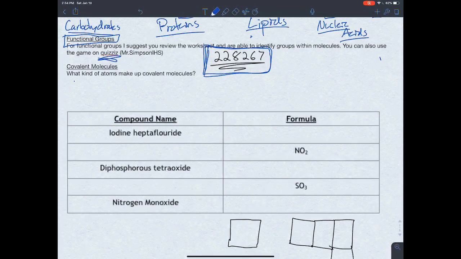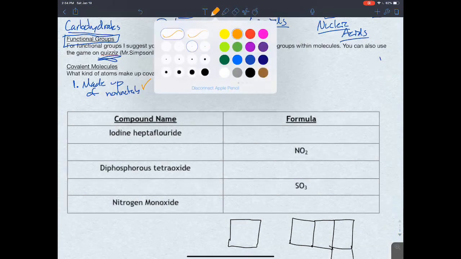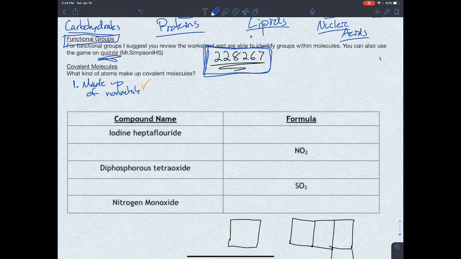So your first step in identifying a covalent compound is making sure it is made up of nonmetals. Nonmetals, okay? So no metals involved, and then you know you'll have a covalent compound. So we check that one. If that is good, then we keep going. Next you want to see how many of each atom you have. And once you do that, you want to find the prefix for the first atom.